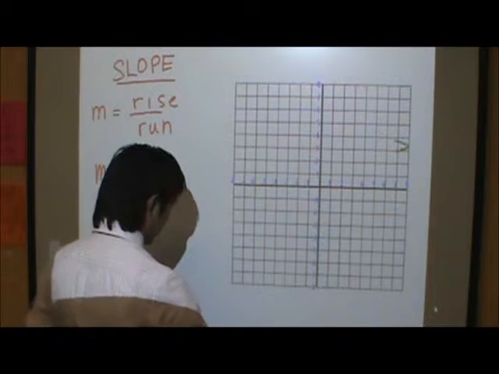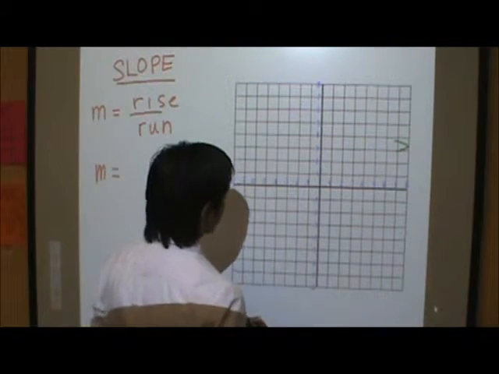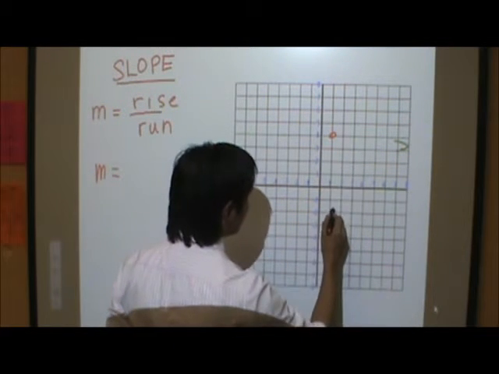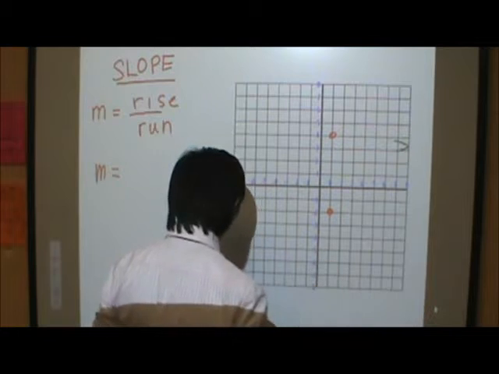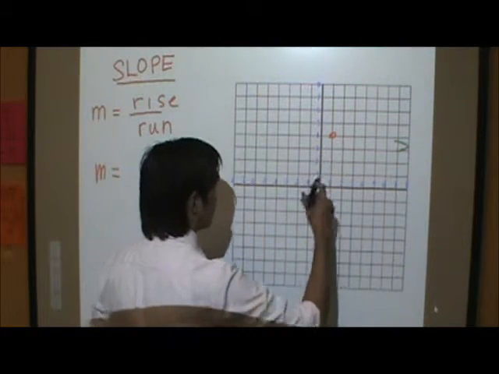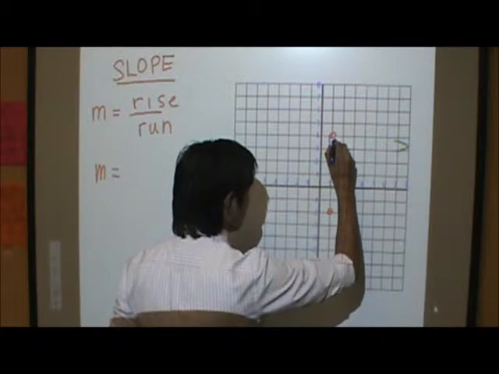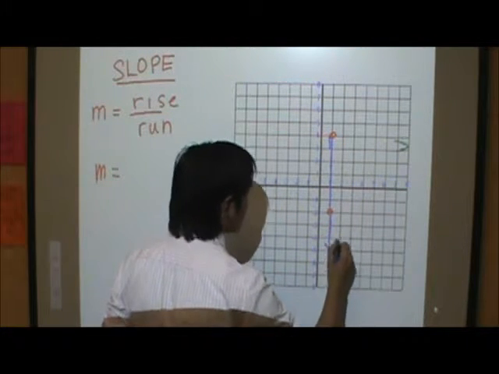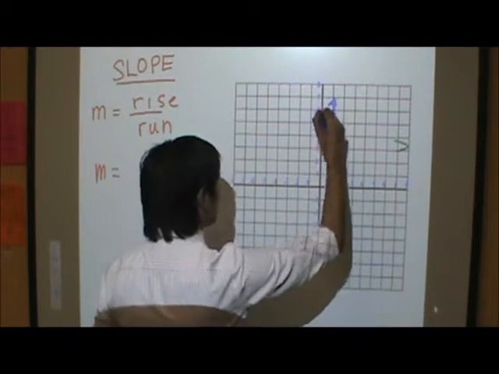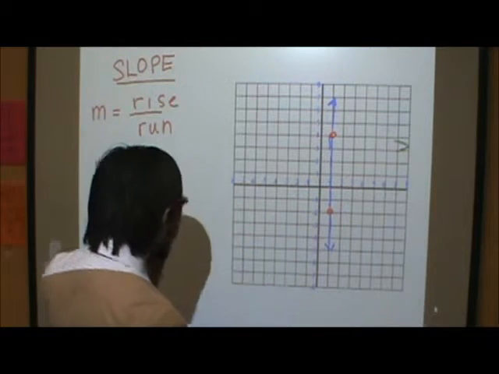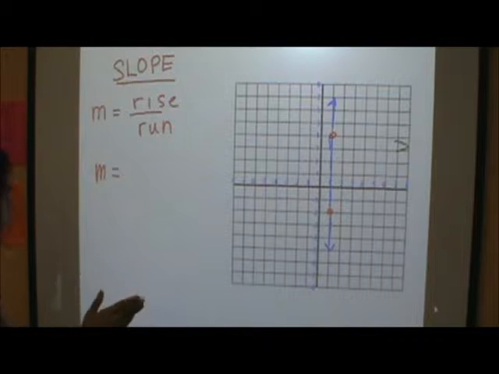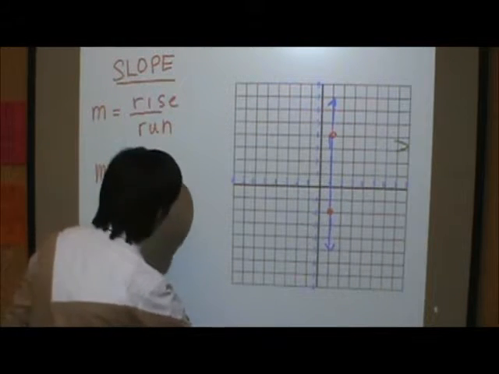Let's take a look at (1, 4) and (1, -2). Here you go. Now if we connect the points, or if we draw a line passing through points (1, -2) and (1, 4), what's going to be the slope of that line?